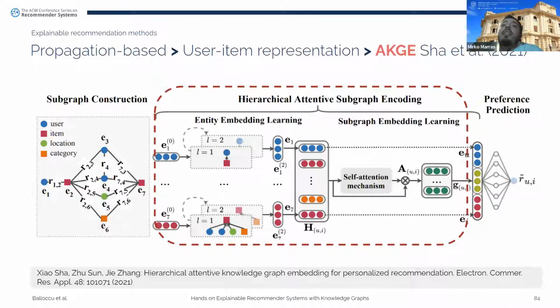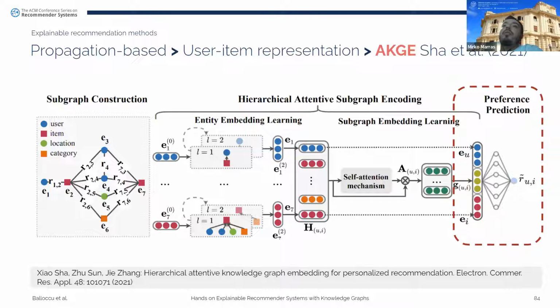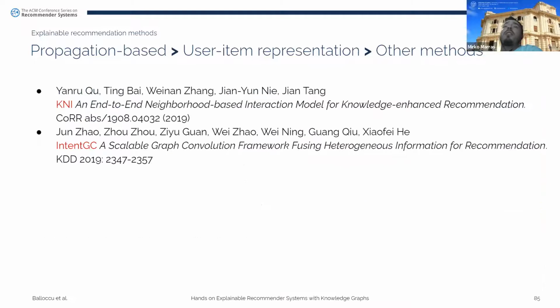Then we have the hierarchical attentive subgraph encoding. The subgraph is further encoded via a hierarchical attentive embedding learning procedure, which first learns embeddings for entities in the subgraph with a layer-wise propagation mechanism, and then attentively aggregates the entity embeddings to derive the holistic subgraph embedding. And then we have the preference prediction with the embeddings learned in the previous steps. We use nonlinear layers to predict the user preference towards the item, as usual. These are two other models we invite you to explore after this tutorial.